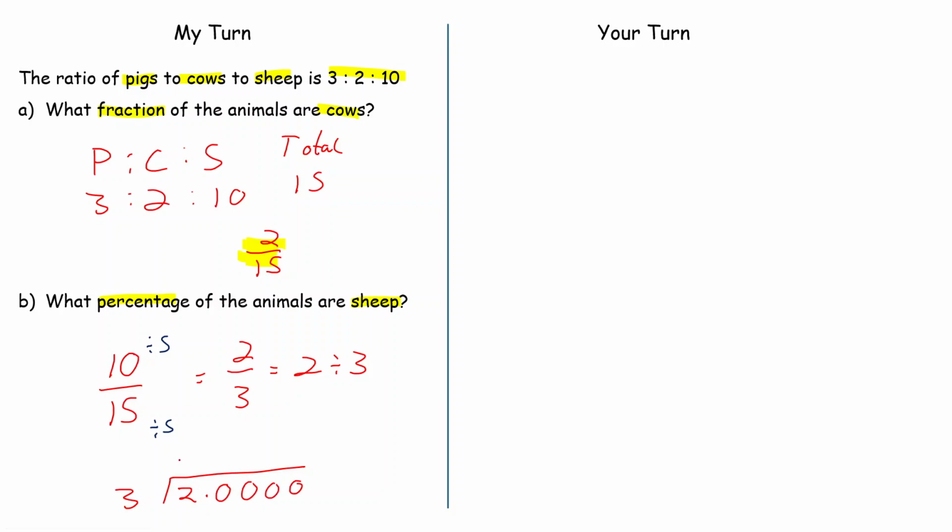So 3 into 2 doesn't go, so I bring up my point and I carry over that 2. Now 3 into 20, if I do my 3 times table, is 3, 6, 9, 12, 15, 18, 21. I can get it in 6 times to get me to 18 with 2 left over. And again, 3 into 20 goes 6 times with 2 left over. So 2/3 is the same thing as 0.666, and so on and so forth.